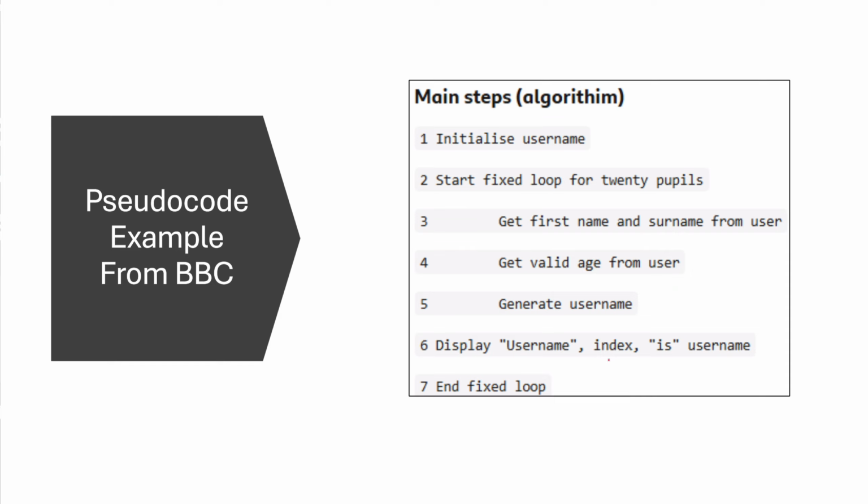So that's going to be display username, index is username, end fixed loop, display username. The index is the location within the list of the 20. So for example, let's say we had a list of 20 down here, 1, 2, 3. Sorry about the writing, I'm using my mouse. And person 1 is called A. Let's keep it simple. Person 2 is called B, and person 3 is called C. The index would be the location.